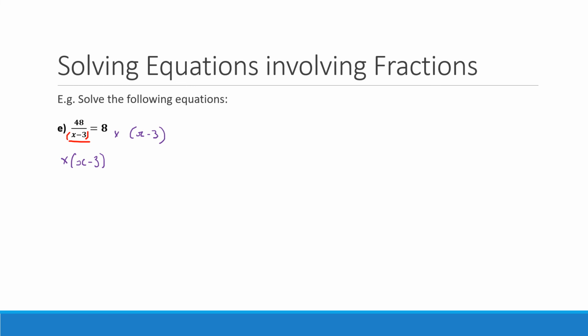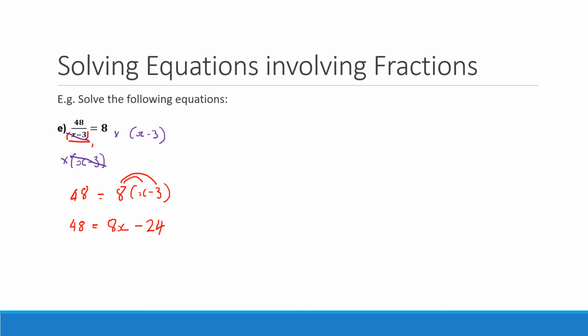So when we do that, divide by x minus 3 and times by x minus 3 are opposites. So x minus 3 divided by x minus 3 is 1, so that'll be 48 times 1, which will be 48. And that's going to equal 8(x minus 3). Now from here, we can expand these brackets. So 48 is going to equal 8 times x, which will be 8x. And then we can do 8 times 3, which is 24.